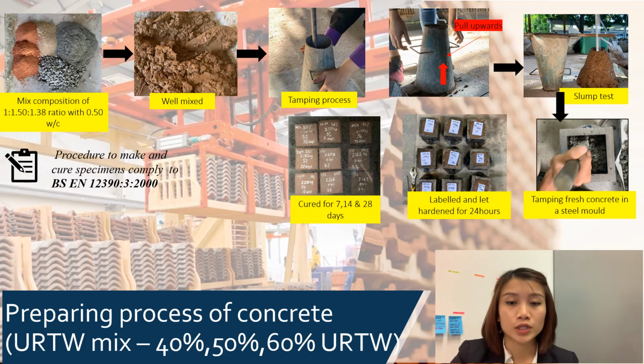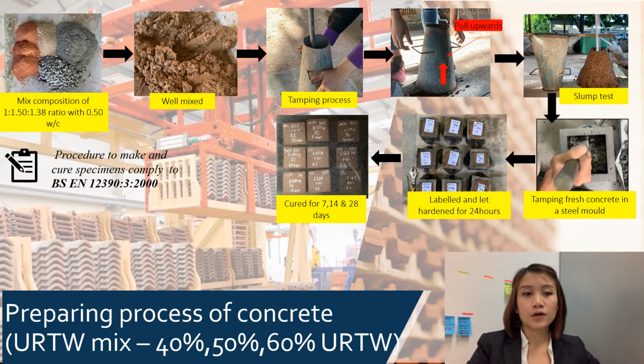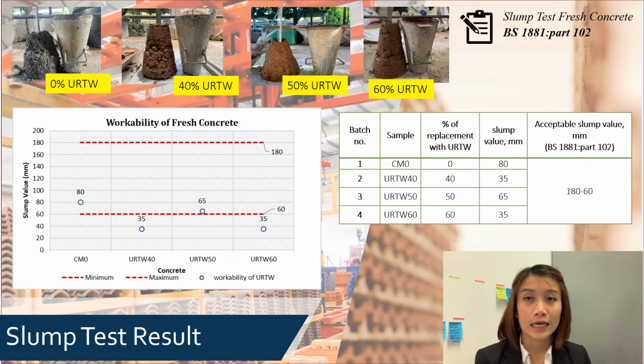Moving on to the next process, we label the concrete that has been cast and let it harden for at least 24 to 48 hours. After approximately 24 to 48 hours, when the concrete is hard enough to be handled, it will be placed in a tank full of water for the curing process. The curing of concrete is to regulate the rate and level of moisture loss from the concrete during cement hydration.